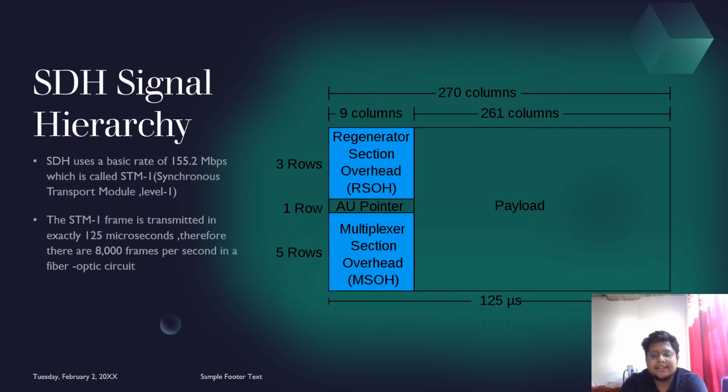If we consider the STM of level 1, we see that there are 270 columns. In SONET, there were only 90 columns, with 9 rows. Yes, the difference here is the size of the data frame available. SONET itself has a small data frame, but SDH has a higher data frame quality and quantity. Hence, the signal hierarchy is higher in SDH. The frame duration is 125 microseconds, and the frames number 8000 per second in this fiber optic circuit.